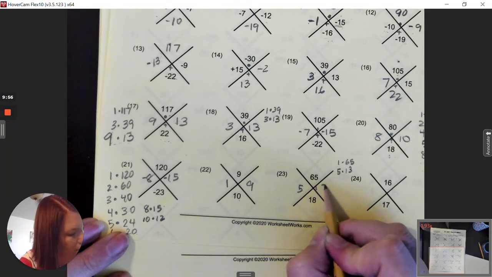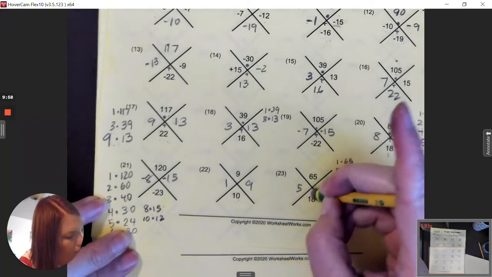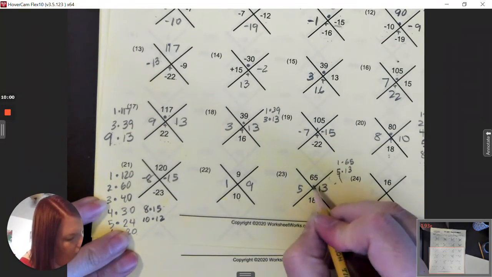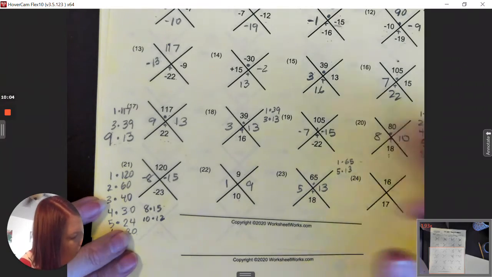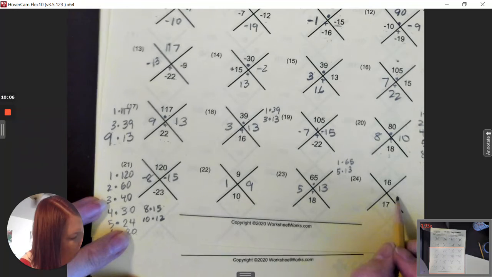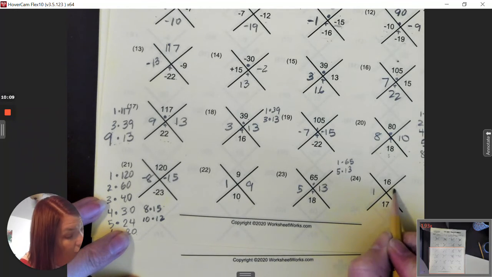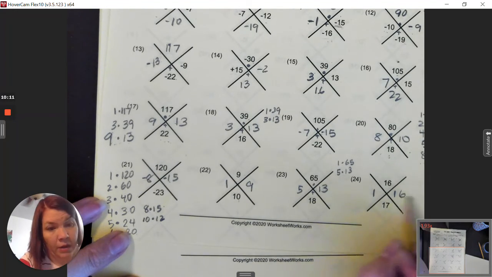And 16. It's not 4 and 4 or 2 and 8. Oh, 1 and 16. Again, the extremes. Really easy to forget about the extremes, so don't do that. And that's it. So that's just a bit straightforward example.